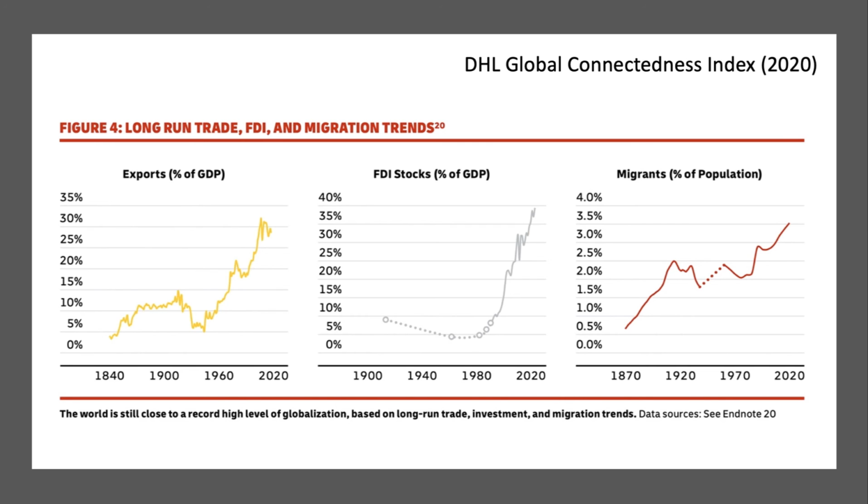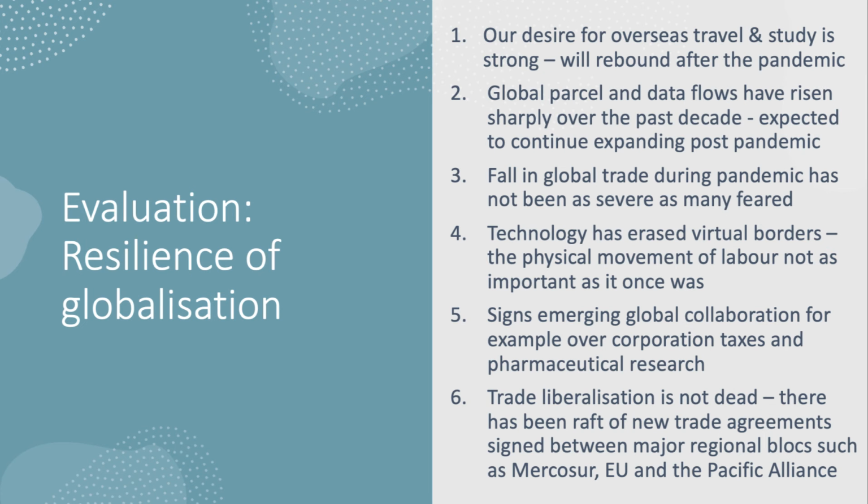If you've got the long run of exports as a share of GDP, still around 30%. FDI is around 35% of world GDP, and the migrant population, again, likely to fall in 2020, but is about 3% of the world population, or about 270 million people. So when we talk about deglobalisation, I think you have to put that in terms of a long-run context.